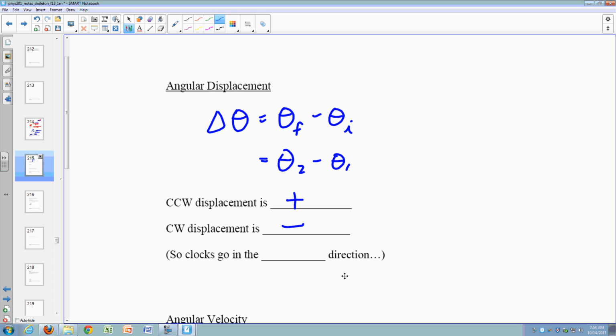They go in the counterclockwise direction because counterclockwise displacement is positive and clockwise displacement is negative. So clocks go in the wrong direction, or the negative direction. It's important to remember, because if you get your signs incorrect for the motion, then your problems won't work out right. You have to make sure you're getting the correct sign notation. So counterclockwise is positive, and clockwise is negative.